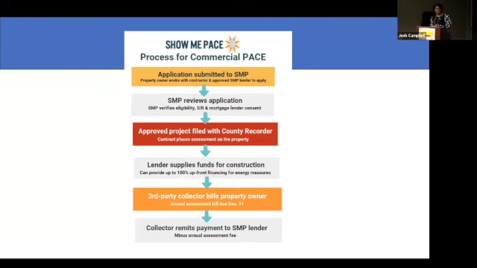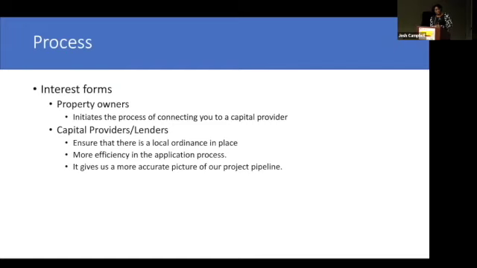Next slide, please. So, the interest form. I made a whole slide about it because I think it's that important. With property owners, your interest form, whenever it comes to me, indicates that you have a project and you're interested in PACE. Most likely at that point, I've spoken to you and we've talked about how PACE might be a fit for your project. It initiates the process of me connecting you with our open market system, so I can send it out to the capital providers that would be the best fit for your project.